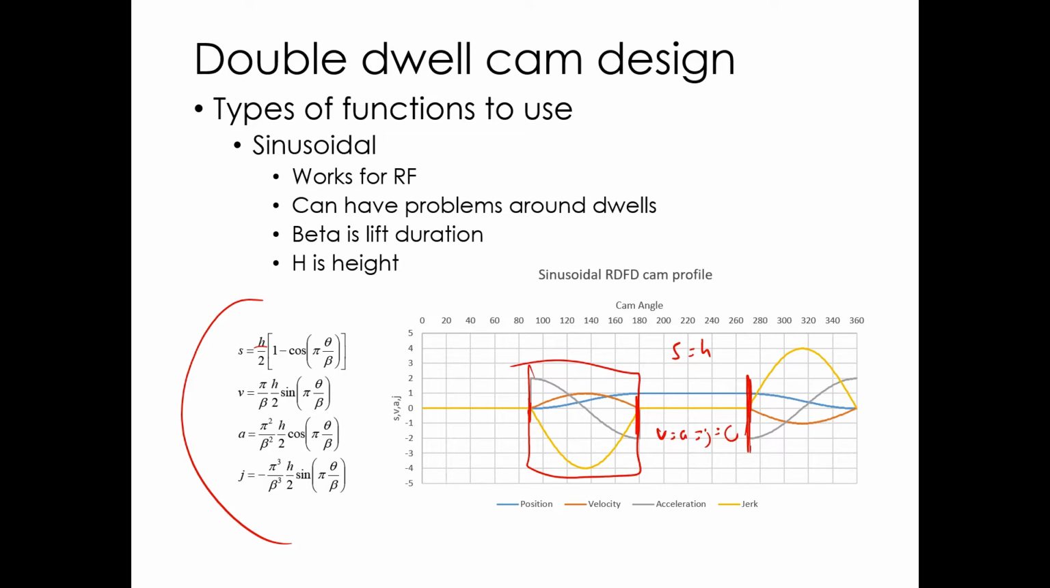Again, these equations are not valid. They're only valid for the rise. They're not valid for the dwells. They're not even valid for the fall. You have to modify them a bit for the fall. So from here on, I need to do the equations for the fall of this thing.